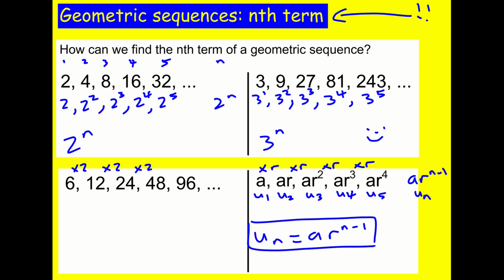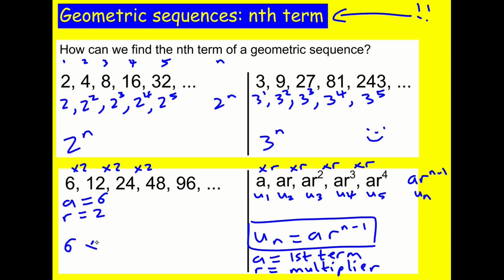So that's method number 1, and let's apply it then. Obviously you have to remember what a and r are. a is the first term, and r is this constant multiplier, and then n is the nth term. So here I see that a is the first term, it's 6, r is equal to 2, and therefore the nth term, we don't always write u subscript n, I've done that in some places, but I'm just going to go straight for it. It's going to be 6 times 2 to the n minus 1.